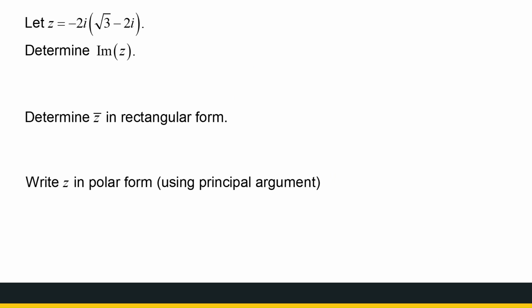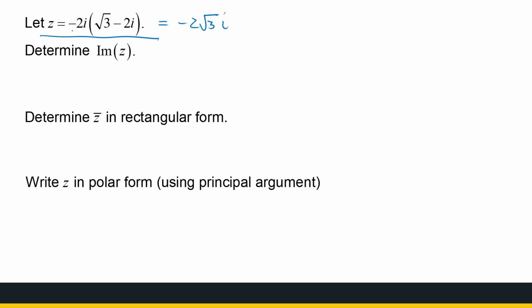So here are the next questions. It's all related to one number we're given, different types of questions about that number. Now the first thing to notice is this z is not in rectangular form. It's in the form of a product. So before we can do anything else, we need to simplify and get z in rectangular form. So we'll have z is then equal to minus 2 root 3i.